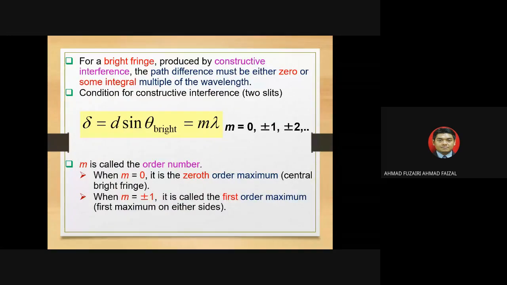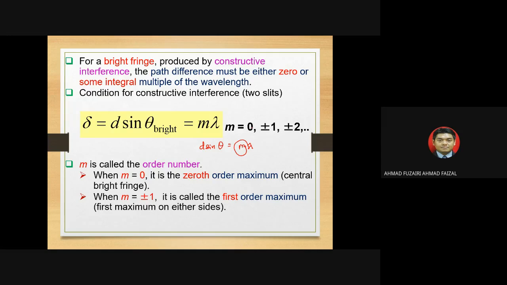Okay. So for a bright fringe produced by constructive interference, the path difference must be either 0 or some integral multiple of the wavelength. So from here we can obtain that d sine theta is equivalent to m lambda for the bright fringe. m is called the order number. Remember, this order number starts at 0, because 0 path difference is also considered to be a bright fringe.